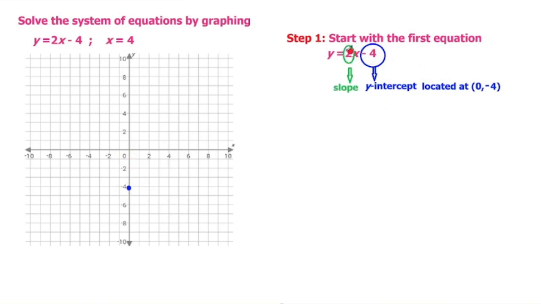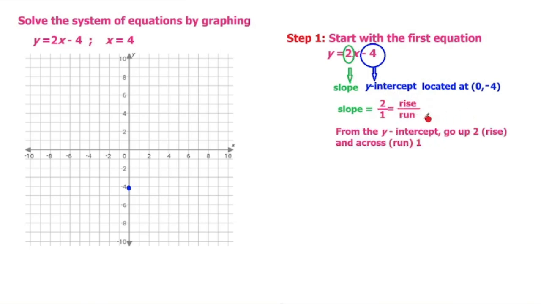And we also know that this is our slope because this equation is in the slope-intercept form of y equals mx plus b. So remember, slope equals 2 over 1 here in this case, right? So we have 2, which is actually equal to 2 over 1, which equals the rise over the run. And the rise over the run, 2, you go up 2, which is the rise, and then across, which you go run, which is 1, okay?